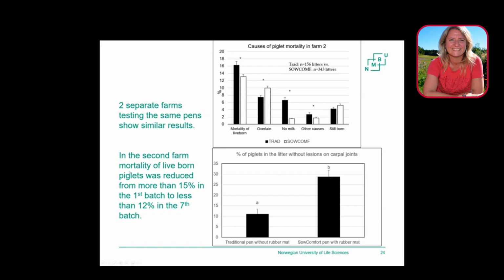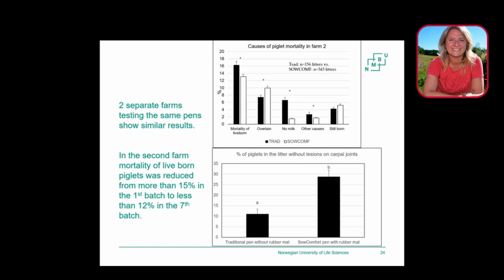And on the second farm, the mortality of live-born piglets was reduced from more than 15% in the first batch to less than 12% in the 7th batch. So it was important for the farmer to get training in the new type of pen system.